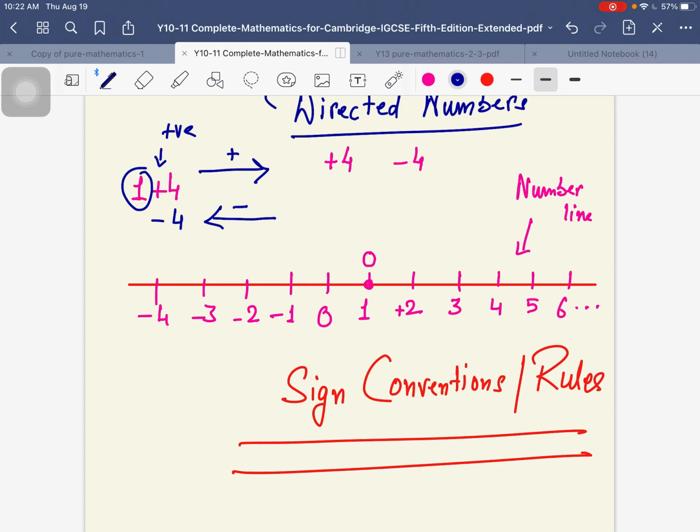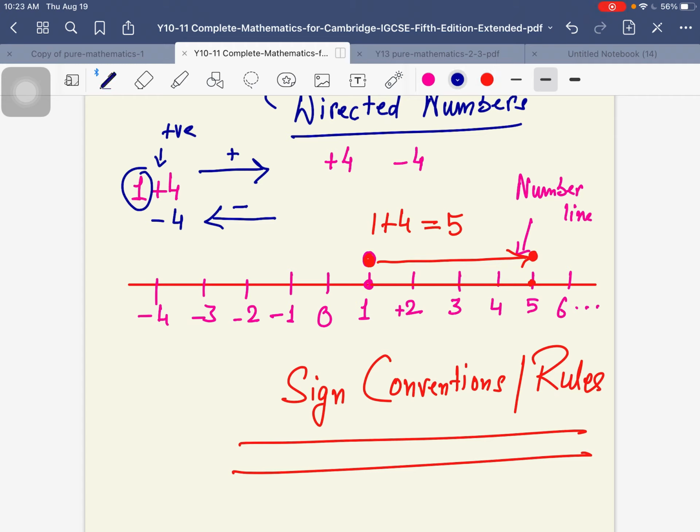So that's the rule. Now, I want to calculate 1 plus 4. Starting from this 1, plus means right movement, 4 means 4 units. So I will count here 1, 2, 3, and 4. I'll stop here. The answer is 5. So it means we started with 1, we added 4, and we ended up at 5. That means 1 plus 4 is equal to 5, right?